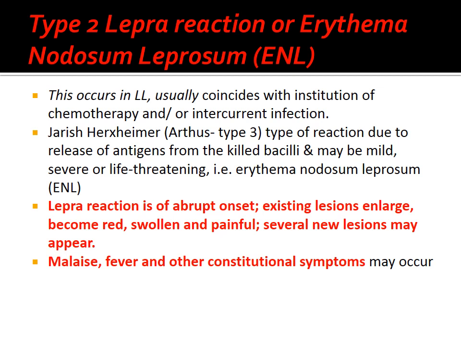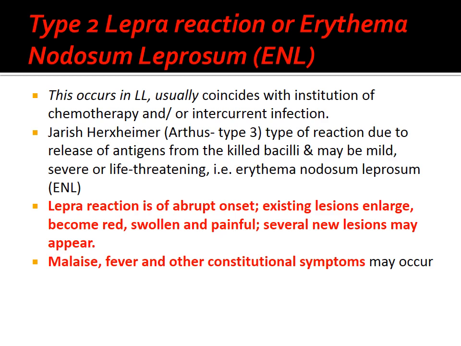Okay, what happens here? Lepra reaction is of abrupt onset. Suddenly this lepra reaction happens. Existing lesions enlarge. If there are existing nodules, they increase in size. They can become red, swollen and painful. And apart from that, several new lesions may appear in this type 2 lepra reaction. Apart from that, there is malaise, there is fever, and other constitutional symptoms may occur in the type 2 lepra reaction.